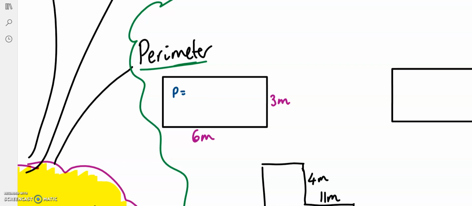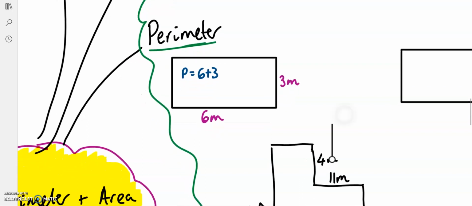But you'll notice in this rectangle there are 4 sides and we only know 2 of them. So we'll do 6 plus 3, and if you recall your knowledge of shapes, in a rectangle, if this side is 6, then so is that side. So it's 6 plus 3 plus 6. If this side is 3, it means that this side is also 3. So whilst we were only given 2 sizes, we could add them together to get all 4 lengths. And the perimeter is going to be 18 meters.